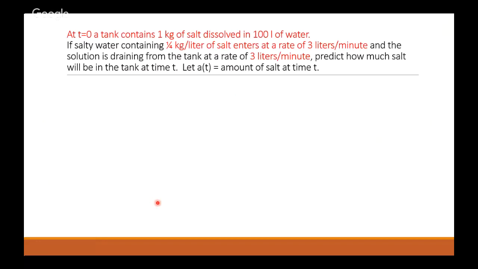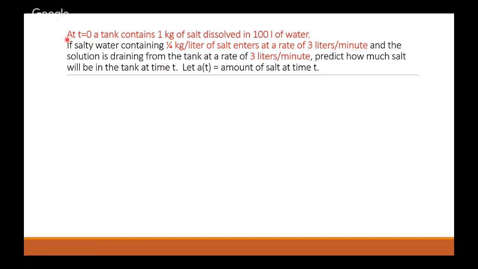So let's go through our example. At t equals 0, a tank contains 1 kilogram of salt dissolved in 100 liters of water. Salty water containing 1/4 kilogram per liter of salt enters at a rate of 3 liters per minute, and the solution is draining from the tank at a rate of 3 liters per minute. Predict how much salt will be in the tank at time t. Let A of t equal the amount of salt at any time, so the variable A represents the salt. That's the problem, so let's start looking at what we know here.